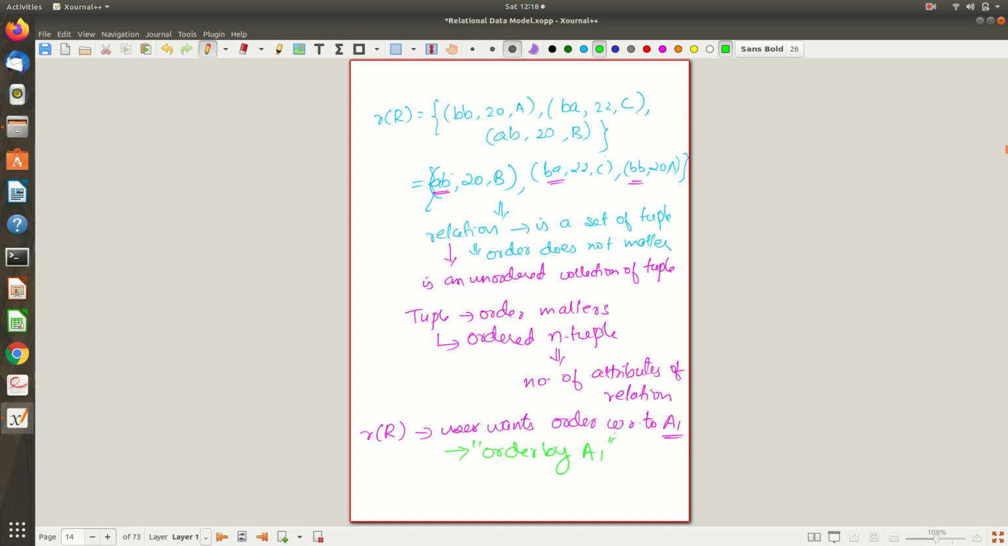But by default, no ordering. Okay, by default no ordering. But if the user wants, you can give an ordering, right? So this is what I want to highlight.